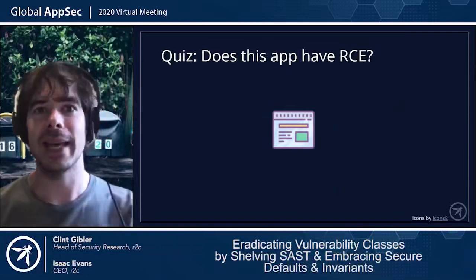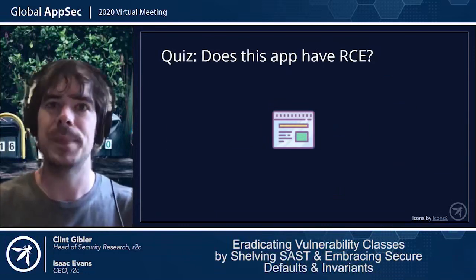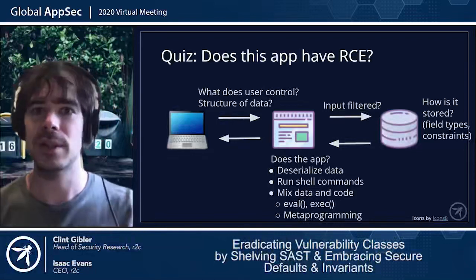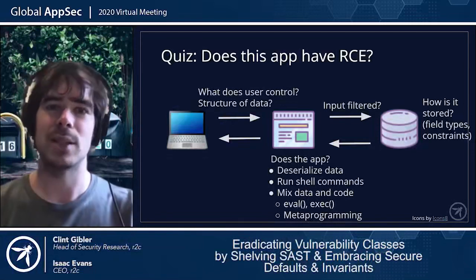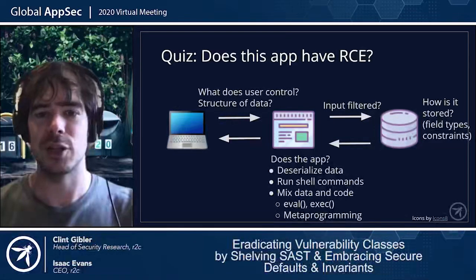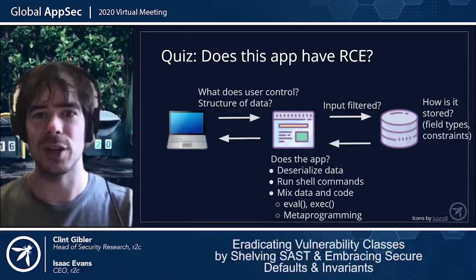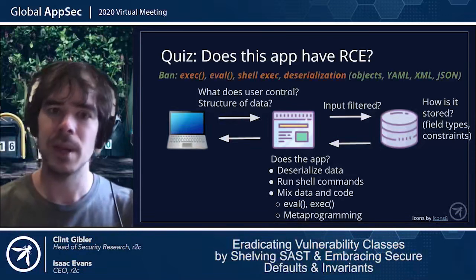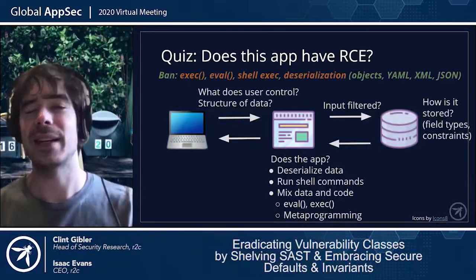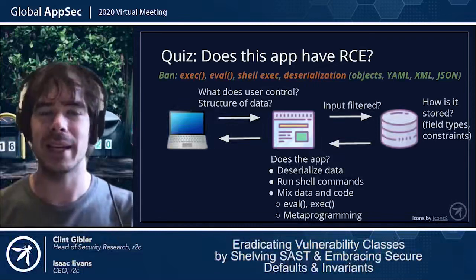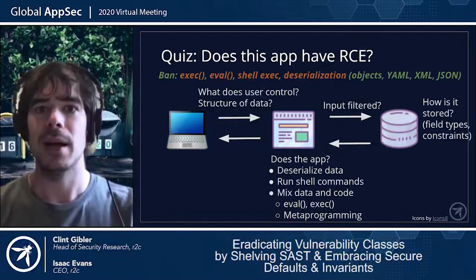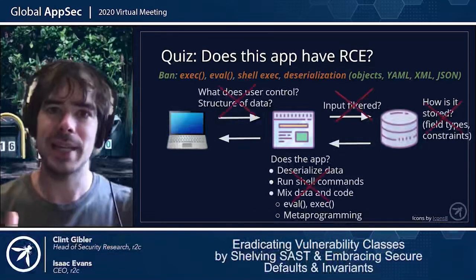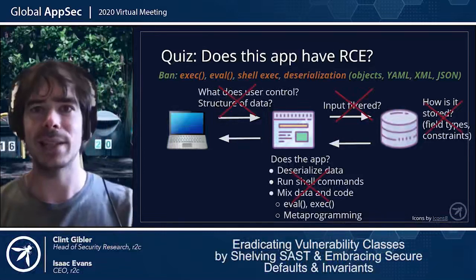Similarly, let's say I gave you a random app and asked you, hey, does this have remote code execution issues in it? Similarly, you probably have a number of the same questions, but also perhaps you would want to know, does this app deserialize data? Does it run shell commands, as in subprocess, shell, exec type things? Does it perhaps mix data and code using eval, exec, or other things? But again, let's say that I have set a strong invariant where I have banned calls to exec and eval, and there's no way to do shell commands, and it doesn't deserialize anything. Then probably a lot of these things that you used to be worried about are significantly less risky.